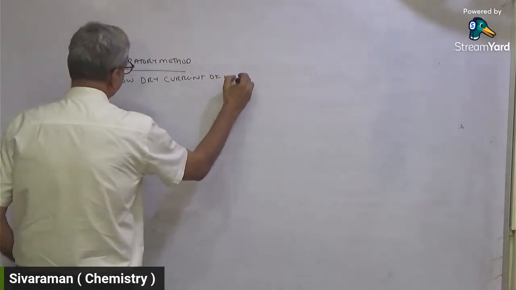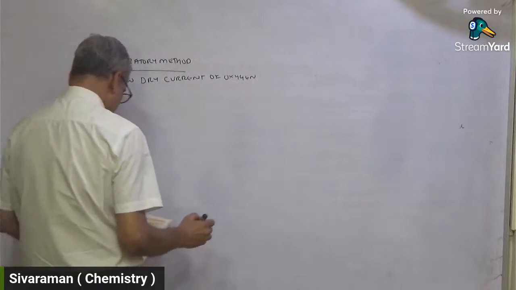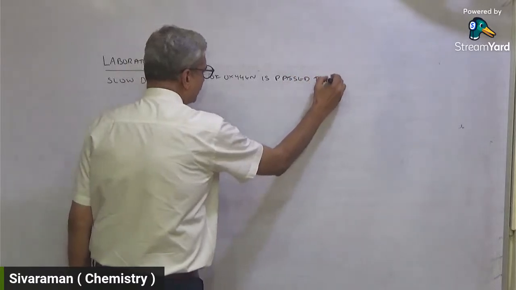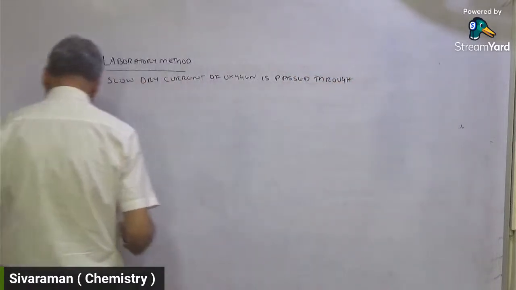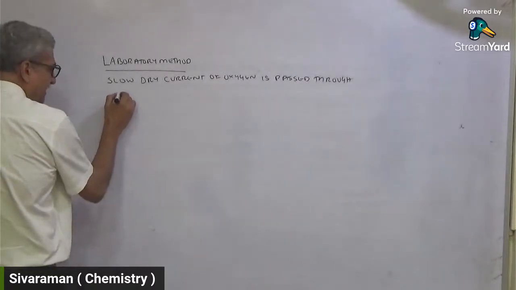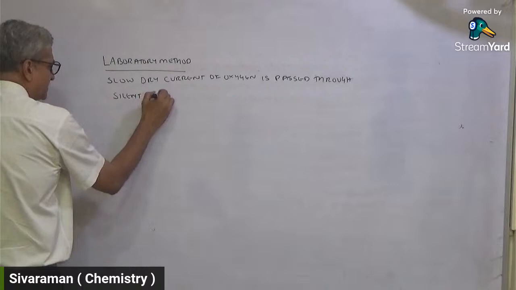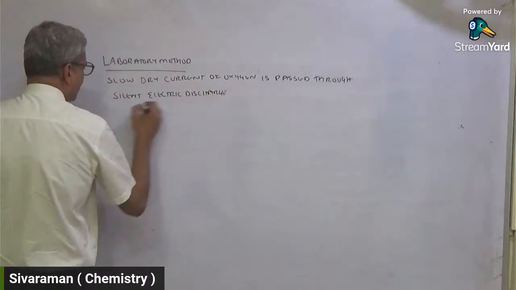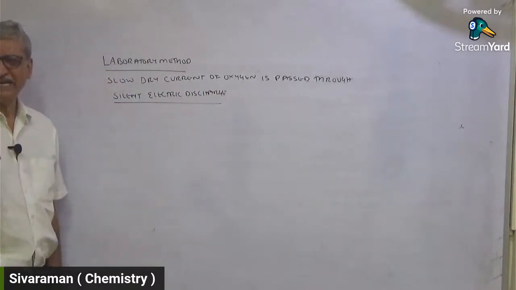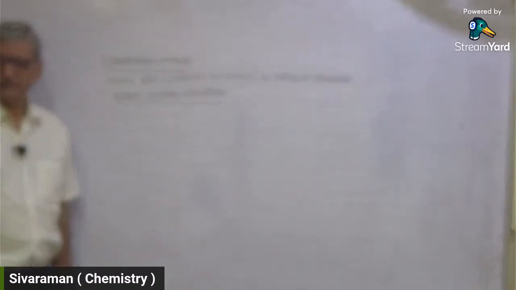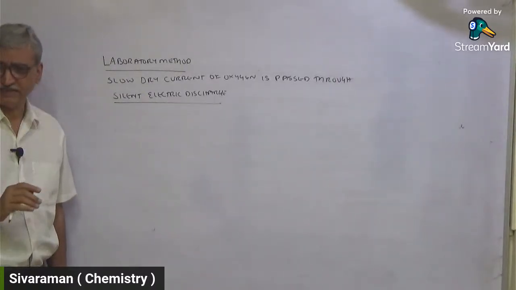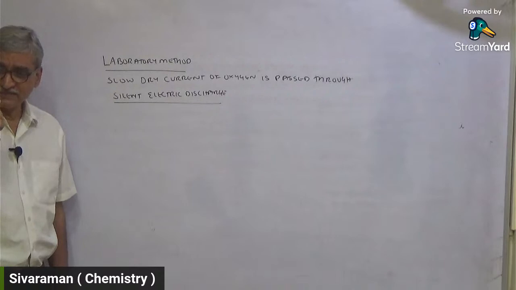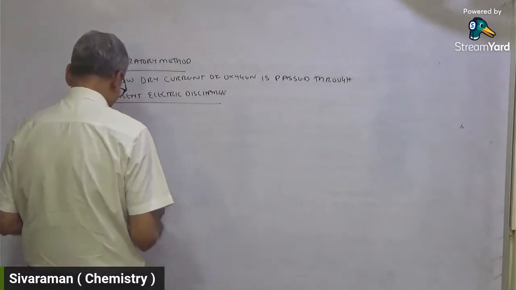So you have a slow, dry current of oxygen passed through a silent electric discharge. What is silent electric discharge? You have two plates with opposite charges and the potential difference is very high, 10,000 volt. So when oxygen is passed through that, is this clear? What happens? That is called silent electric discharge, when a chemical change takes place.